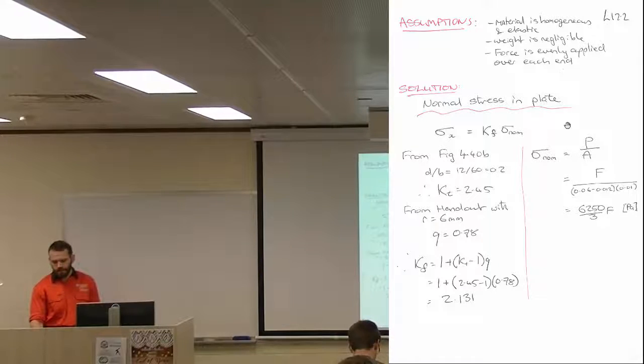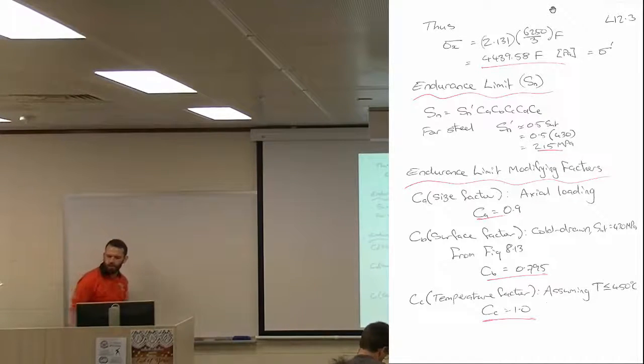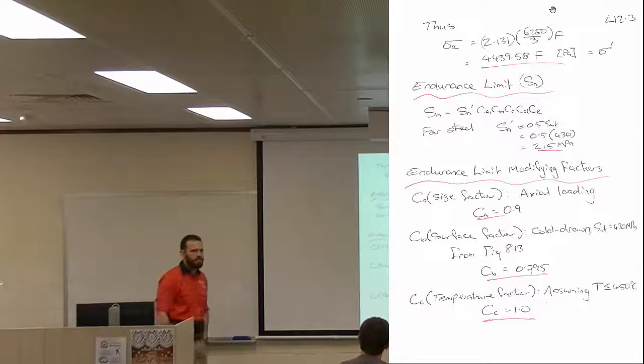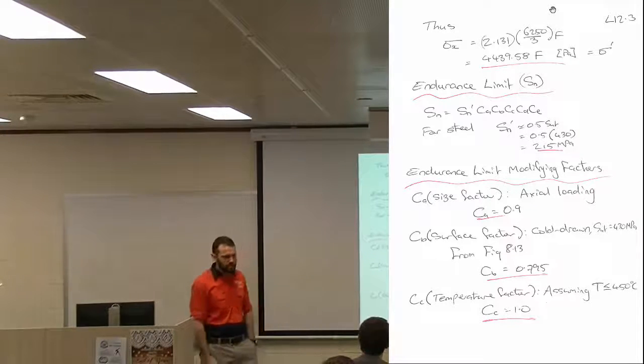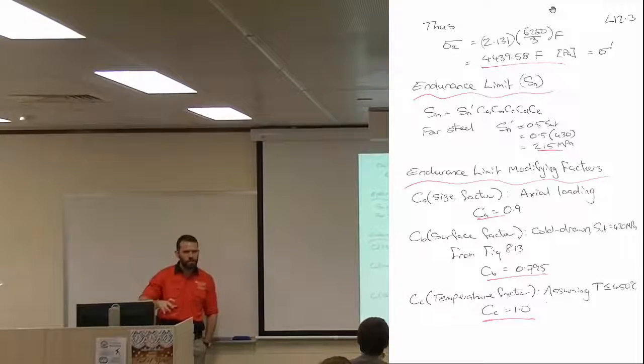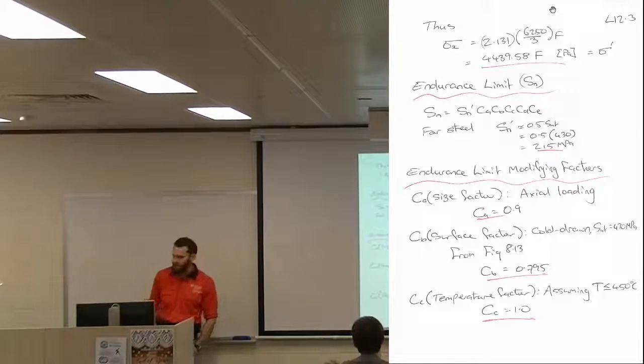Okay? Our sigma nominal is just force on area, area being the reduced area, subtracting the hole. Which is 6250 on 3 or whatever that comes out, 2000 or something or other. And so the resulting stress right here is 4439.58F, and that's in pascals, assuming your force is in newtons. So I always write pascals in a little box there just so I don't get to the end and screw it up and accidentally put megapascals and things in the final equation.